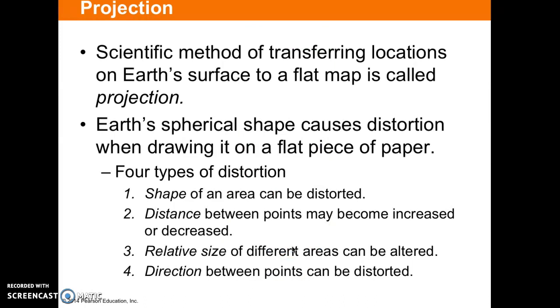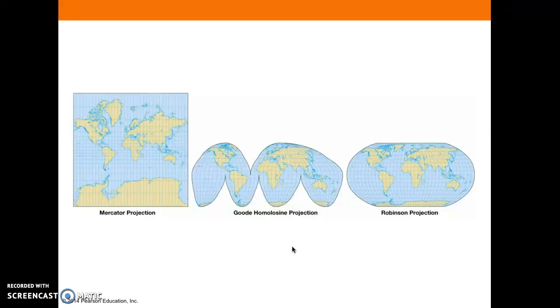We also have to talk about projections in maps. So when we transfer locations on the Earth's surface to a flat map, we call that a projection. So the Earth is round, our globes are round, and when you take something that's round and you put it on a flat piece of paper, it distorts. We have 4 main types of distortion. 1, you can change the shape of an area to try to make that round image flat. You can change the distance between points, making it smaller or larger. You can change the relative size of areas, or you can change the direction between points.